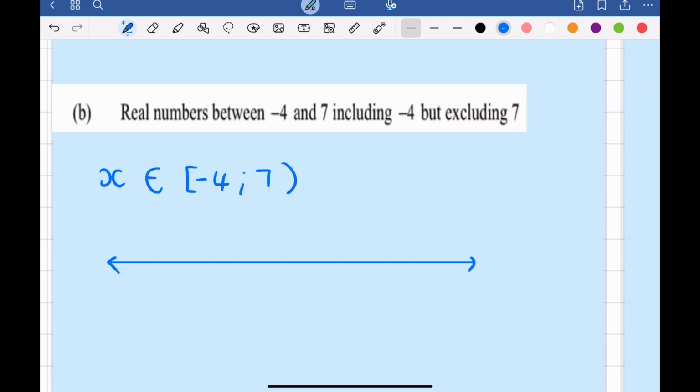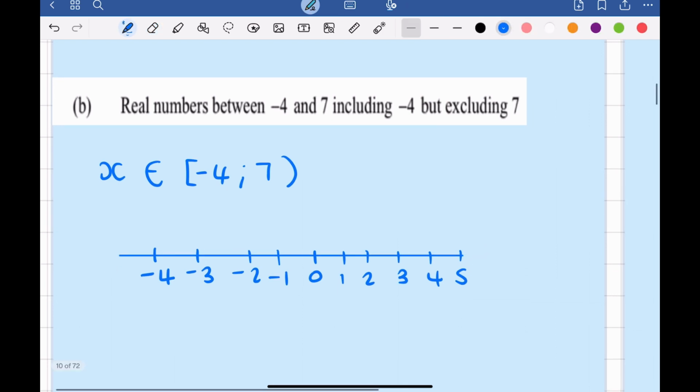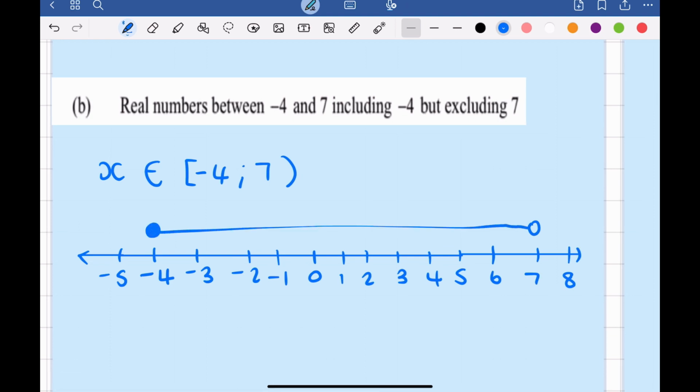Okay, then we've got B, once again starting with our number line. -4, -3, -2, -1, 0, 1, 2, 3, 4, 5. Once again, running out of space here, so I'm going to make that negative 5. I'm going to do 6, 7, 8. And then from 7, 7 is excluded, negative 4 is included, and then we draw a line between those, connecting them.